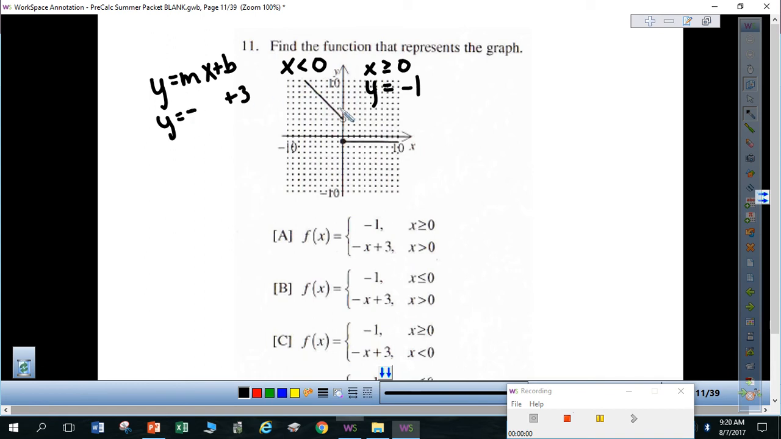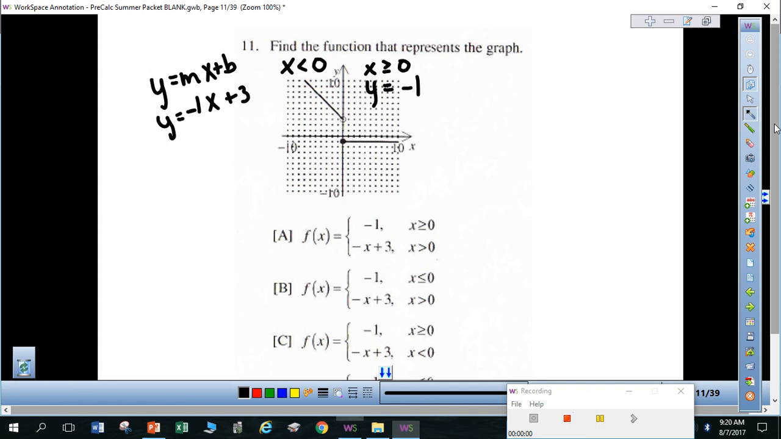Then if we think about doing the rise over the run, it looks like it's up 1 over 1, up 1 over 1, up 1 over 1. So 1 over 1 is just 1. So our slope is -1. That's the coefficient that's going to go in front of the x. So this is the equation for the line on this side.